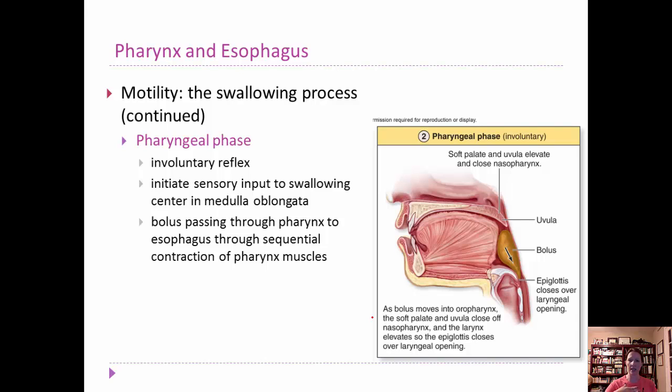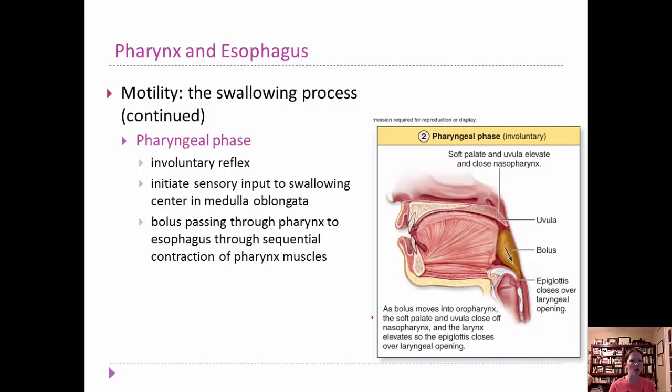It can't be in the middle of your esophagus and you'd be like, oh, you know what? My bad, I didn't mean to swallow that, and then bring it up. Unless, of course, you make yourself gag, but that's completely different. So your pharyngeal phase, I've also heard it that way, is going to be involuntary. What happens is it's initiated by sensory input to this swallowing center you have in the medulla.